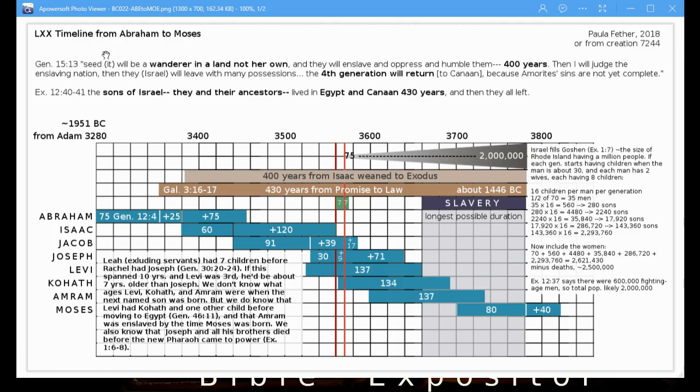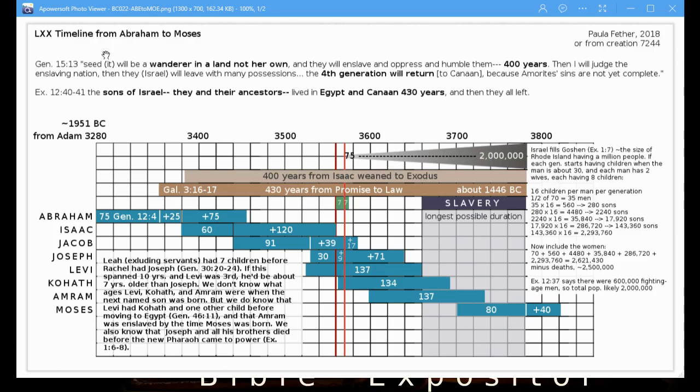And then kind of tacked on to the end of the sentence in Greek is 400 years. And this is what I think is causing a lot of confusion, is we take that as "for 400 years," but there's no word "for" there. There's not even an "and." It just says, wander in the land not their own, and they will enslave. That is to say, the other country will enslave and oppress and humble. And then it tacks on at the end, 400 years. So that looks back, I think, to the whole sentence, which is wandering and enslavement and oppression.